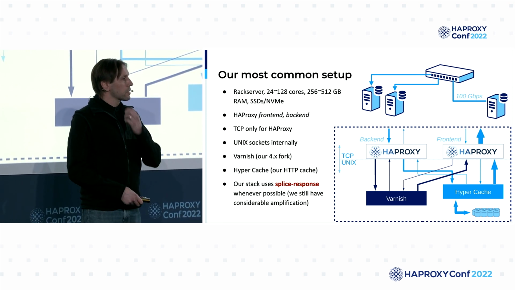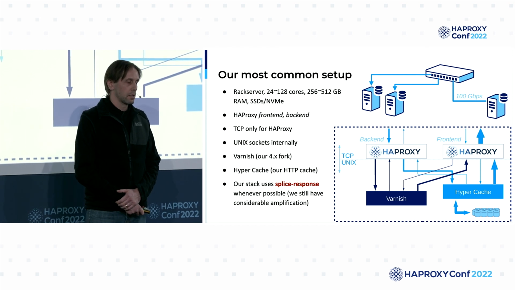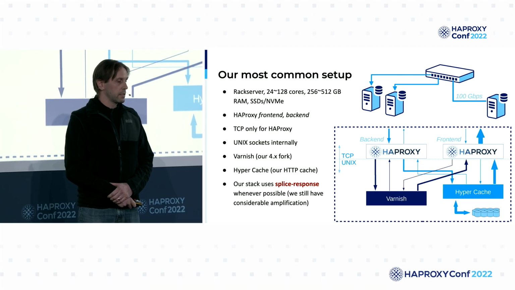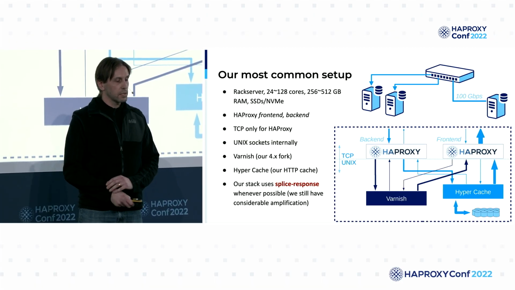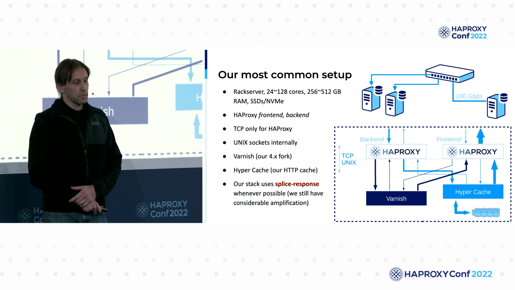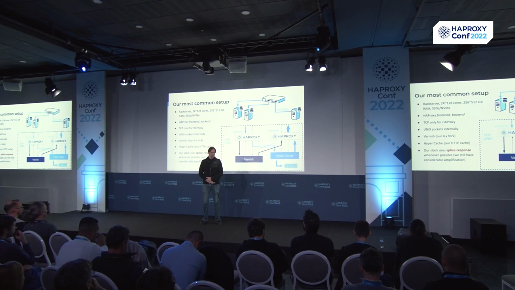In each server, we run 2 instances of HAProxy. We run a front-end instance which is responsible for responding to client requests over the internet. And we also run a backend instance that provides internet for our services. So we only have TCP on HAProxy. Everything else goes through Unix sockets.